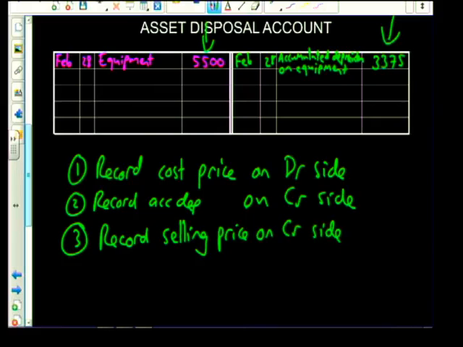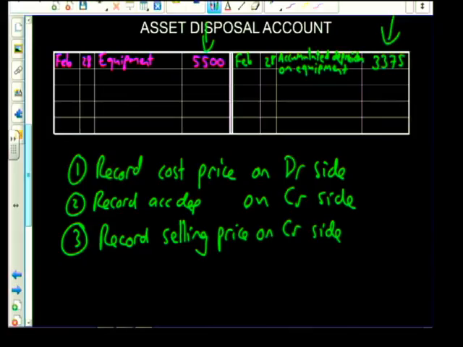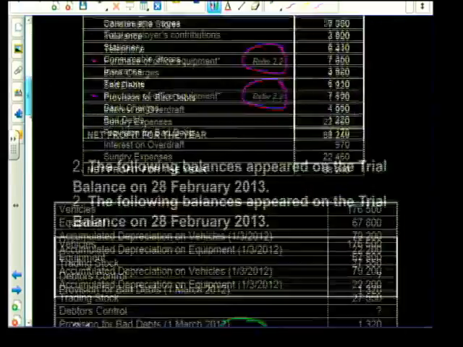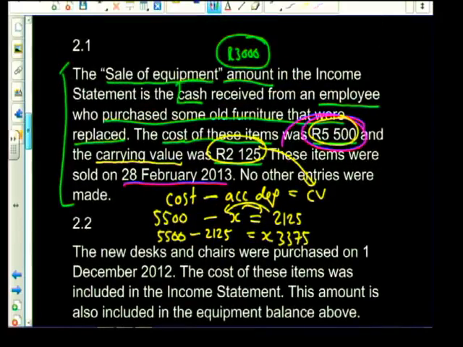Now, you can dispose of assets in many different ways. You can dispose of them for cash, you can dispose of them for credit, you can trade them in, and the details that you're going to write here on the right-hand side are going to be based on what you're selling it for. So if you sell it for cash, you're going to receive the money in the bank. If you sell it on credit, you're going to receive the money only later, so you're going to write debtors control in that column. So we need to look here and find out how we are selling this asset. And if you look at the information, it tells us that it was cash received.